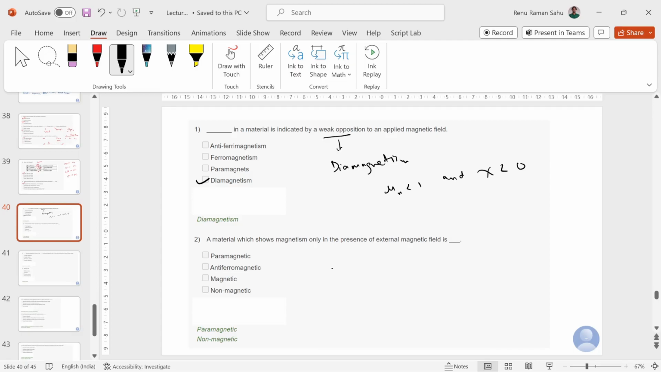A material which shows magnetism only in the presence of an external magnetic field is non-magnetic. A paramagnetic material is also a non-magnetic material. If you remove the external magnetic field, then the magnetism is lost. That happens only in the case of non-magnetic materials. One example is paramagnetic, another example is diamagnetic.